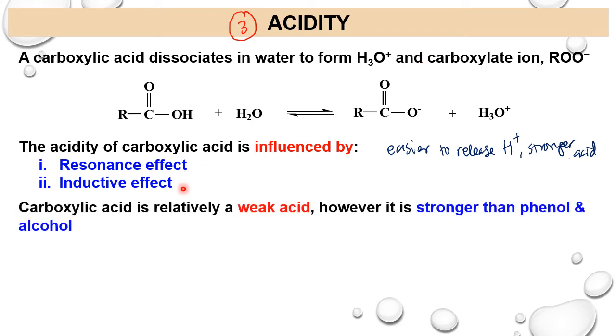Okay, so carboxylic acid, like I mentioned, is a relatively weak acid. However, carboxylic acid is stronger than phenol and alcohol. So, kalau sebelum ni kita susun, susunan kita adalah macam ni. Alcohol is the weakest, and then followed by water, kemudian phenol. Dengan adanya awak punya carboxylic acid, it will be the strongest acid between these four weak acids. Jadi yang paling strong adalah awak punya carboxylic acid.